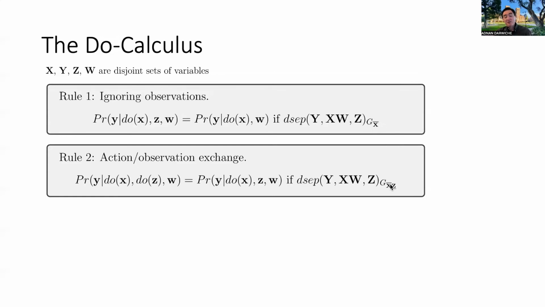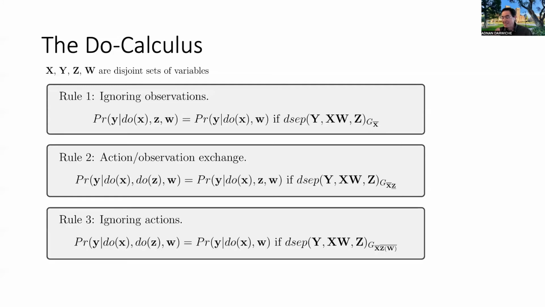All right. The third rule, anybody wants to guess what it's going to be called? Okay, ignoring observations, action observation exchange. Make a guess of what, do induction. What's the last one going to be called? Ignoring actions. Yes. Okay, good.